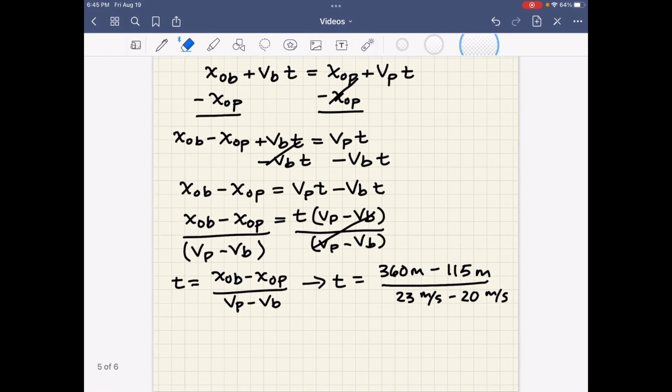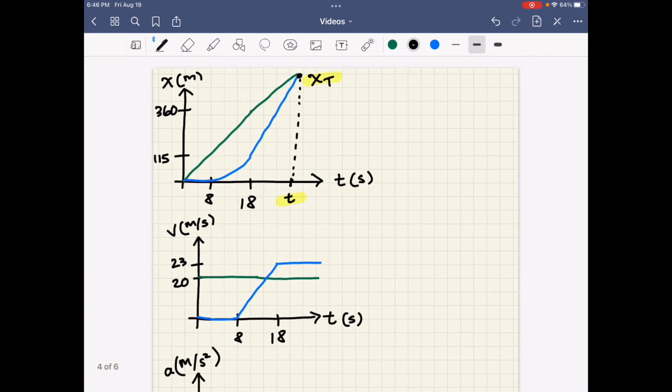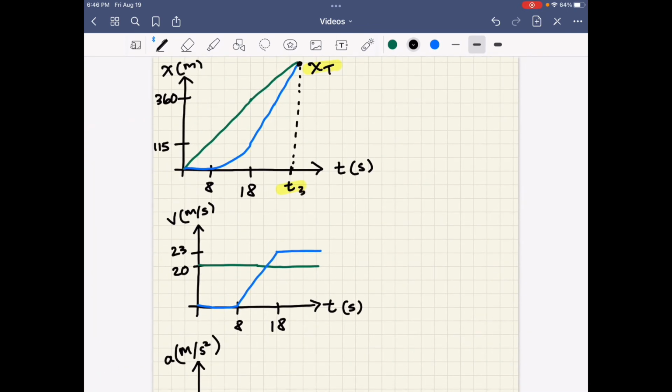So we have this time, right? I'll call it time 3, because this is the third part we said. Time 3 equals 81.67 seconds. All right. Now, if you think about it, is this time, so we'll call it T3, right? That's the time, right?